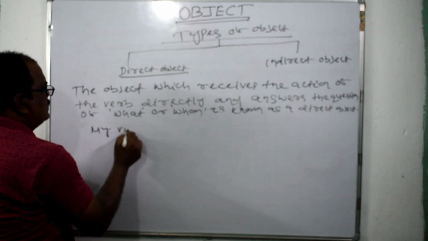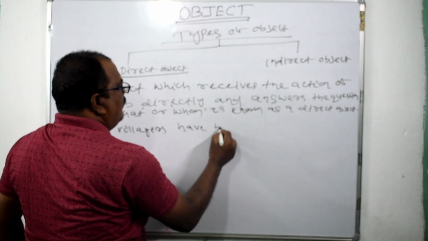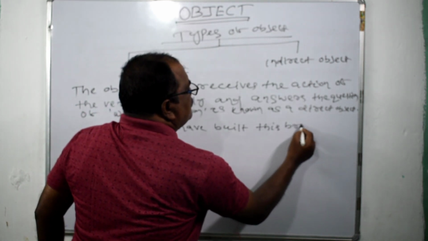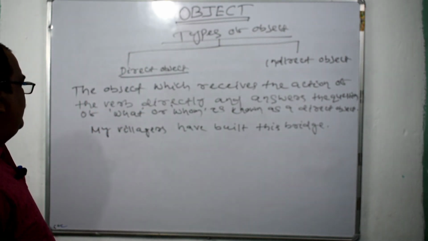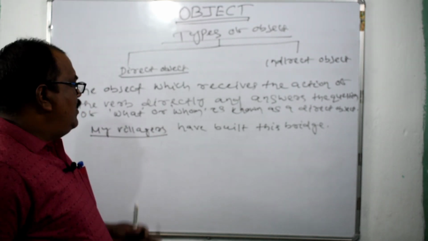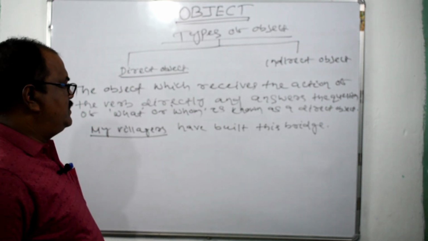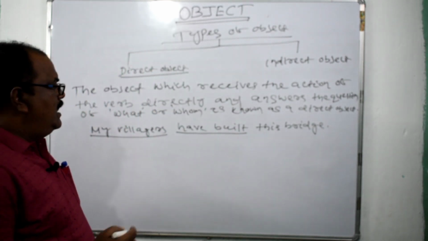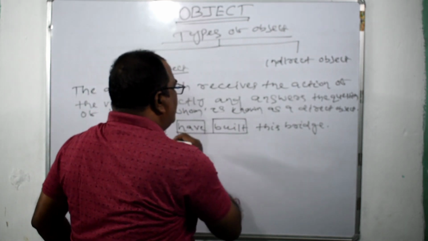My villagers have built this bridge. In the sentence, my villagers is the subject. Who have built this bridge? My villagers is the subject. And have built is the verb phrase. This verb is known as the auxiliary verb and this is known as the main verb.